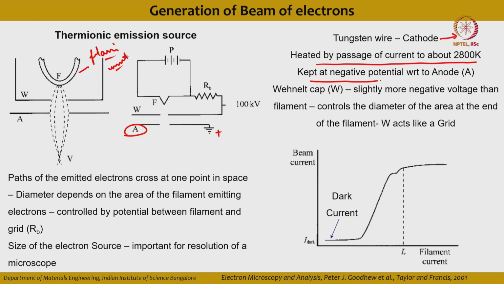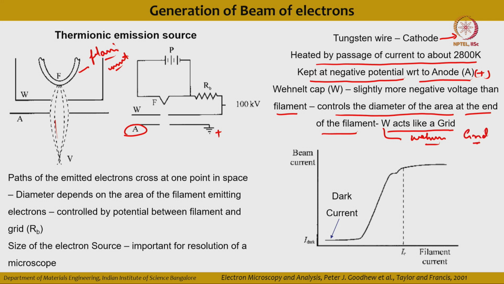These are kept at a negative potential with respect to the anode, which is kept at a positive potential. And due to this positive potential, if you increase the voltage, it will extract these electrons across and accelerate them towards the column, okay. So, the filament controls the diameter of the area at the end of the filament, and this particular Wehnelt cup, which is W, acts like a grid, okay.